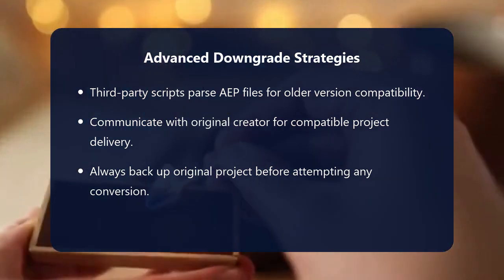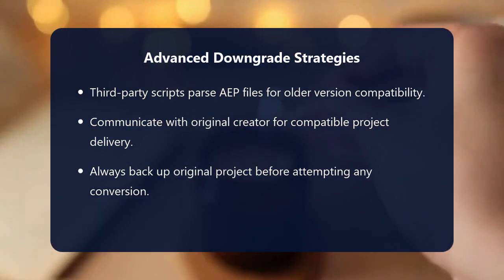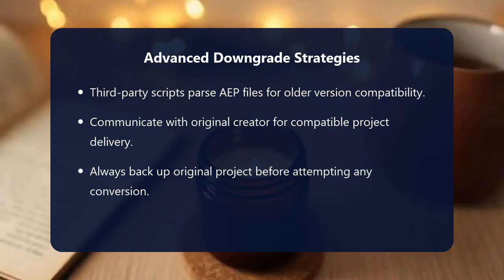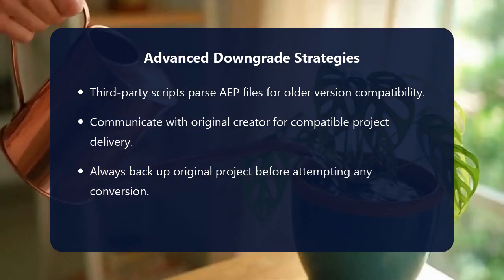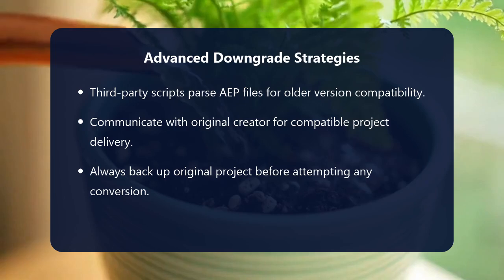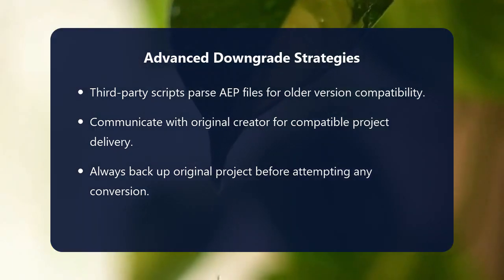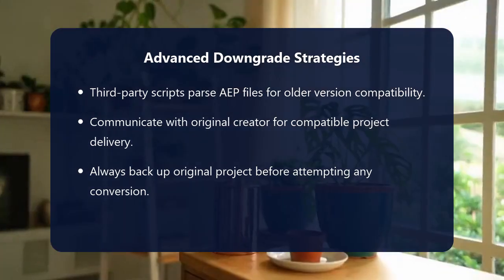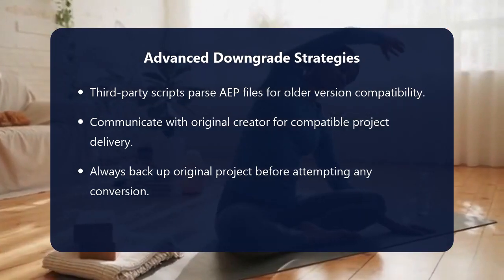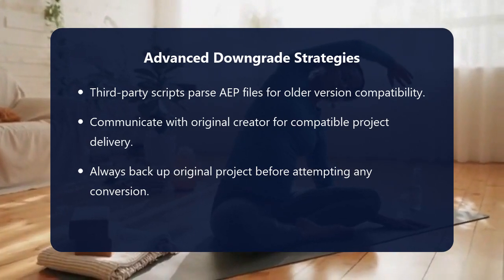Remember, features like Save a Copy or Collect Files are useful for project organization and sharing assets, but they do not facilitate version downgrading. Ultimately, while After Effects lacks a straightforward Save as Older Version option, the XML export provides a basic lifeline for simpler projects, and third-party scripts offer more advanced solutions for complex ones.